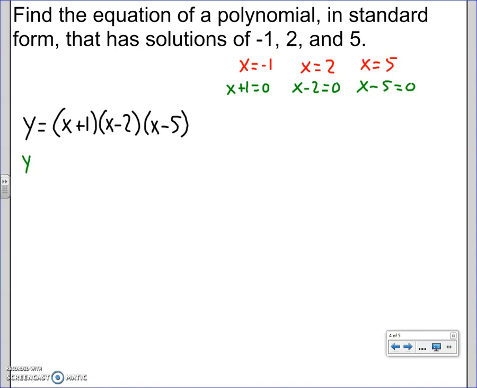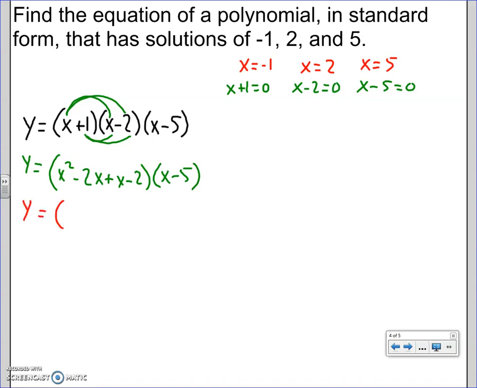I'm going to FOIL the first two. So I'm going to do this. Ignore the third one for now. It's going to be in parentheses. So it's going to be x squared minus 2x plus 1x minus 2. That's still going to multiply this thing out here. Instead of doing quadruple distribute, I'm going to simplify the inside of the first one. So let's see. Negative 2x plus x is negative 1x.